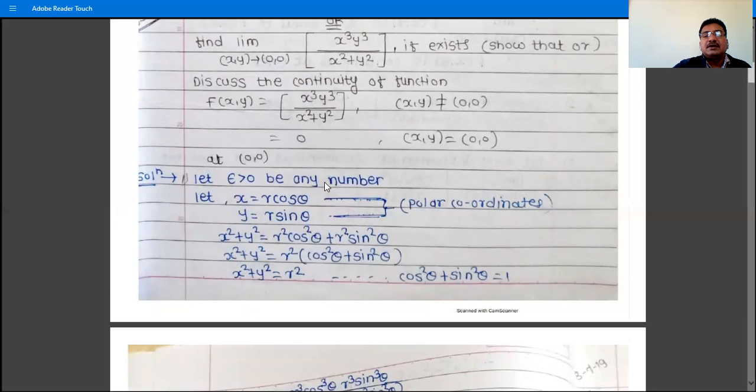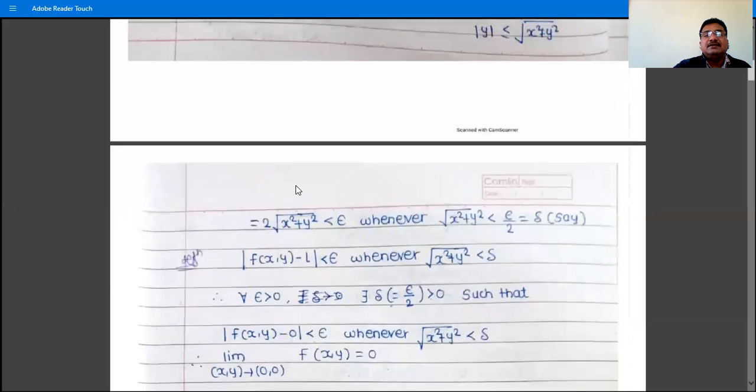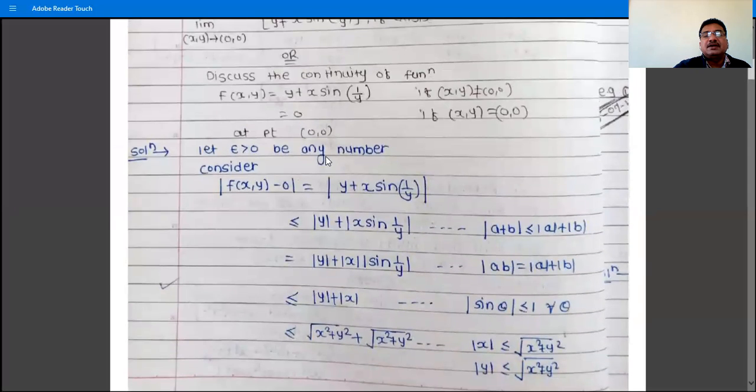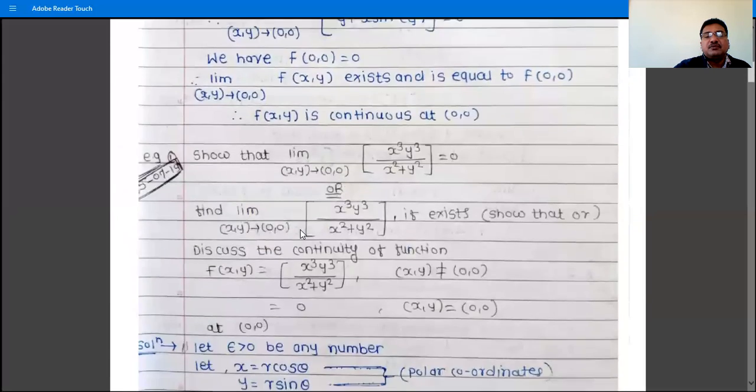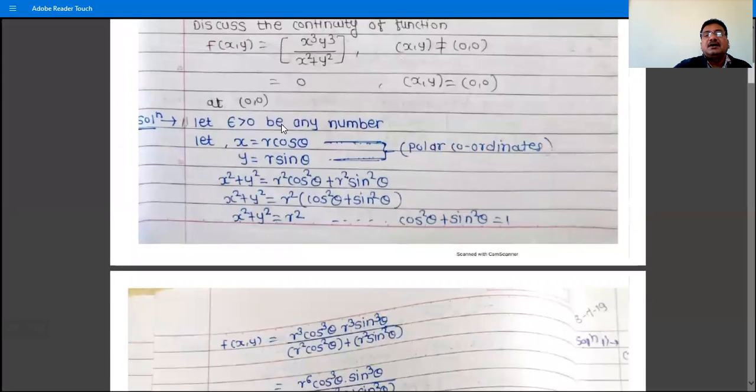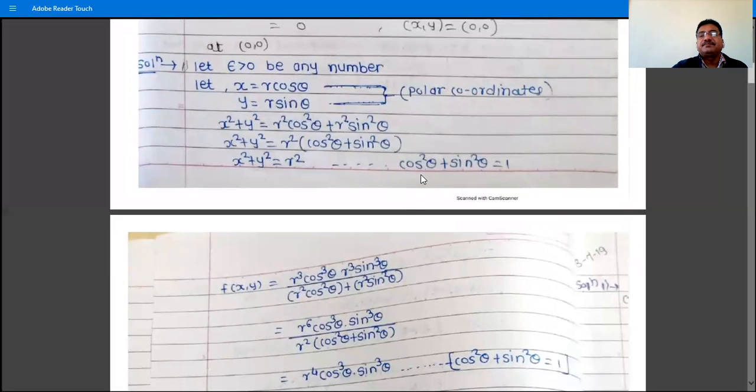So let epsilon greater than 0 be any real number. Consider mod f(x,y) minus 0. First use polar coordinates to simplify f(x,y), with x equal to r cos theta, y equal to r sin theta. So x square plus y square is what? r square cos square theta plus r square sin square theta. If we take r square common, then cos square theta plus sin square theta is 1. So x square plus y square is r square.